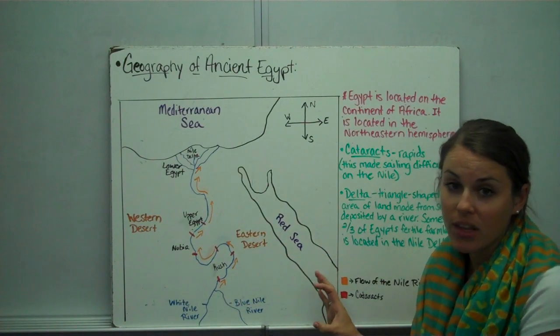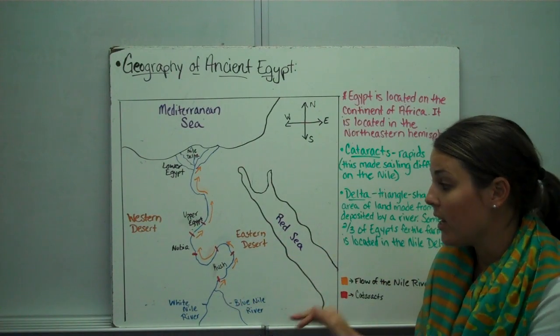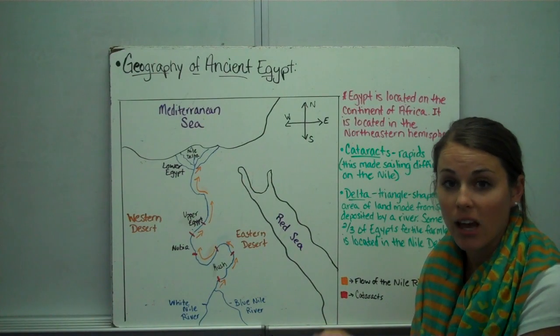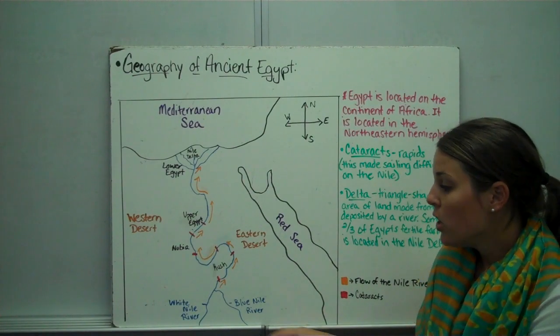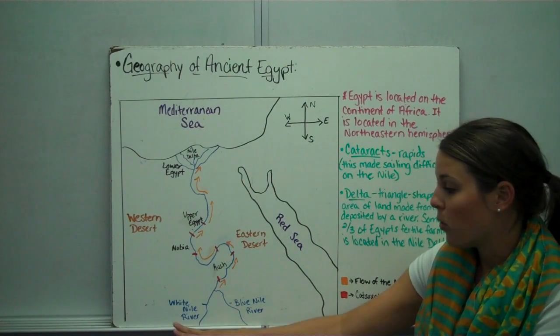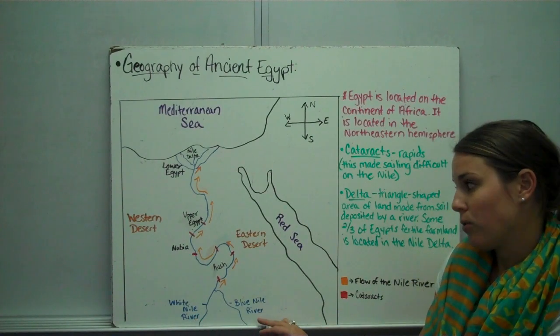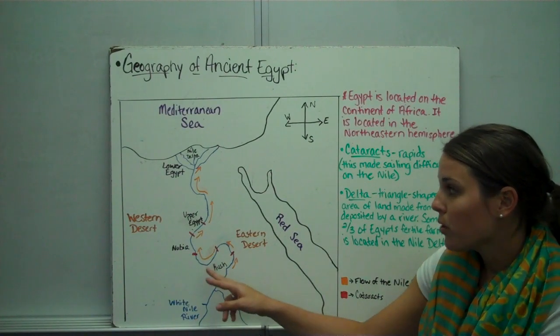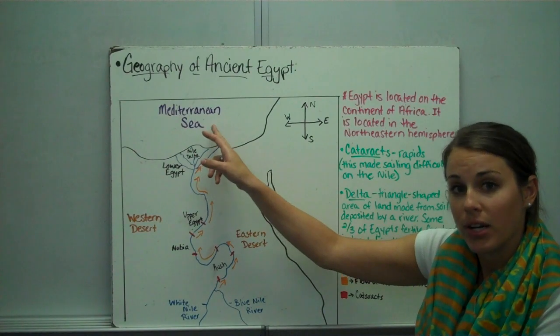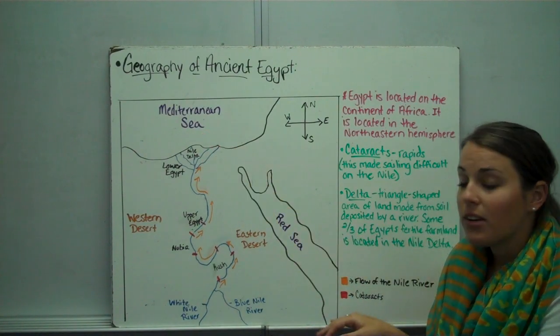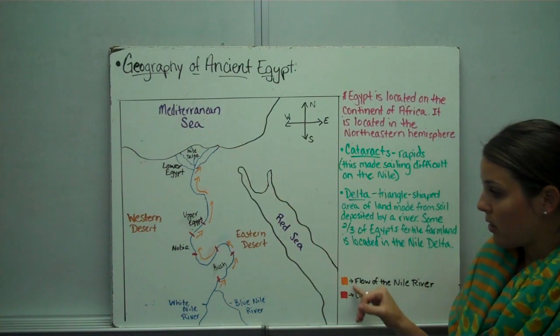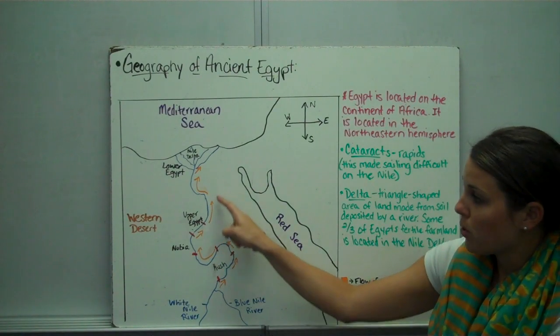I have a map right here that is zoomed in on Egypt, so we need to pay particularly close attention to the Nile River, because the Nile River is very important to Egypt. You will notice that the Nile River comes from the White Nile River and the Blue Nile River. As you travel north along the river, you end up in the Mediterranean Sea. One thing that's very interesting about the Nile is that if you look at the orange arrows, it flows northward.